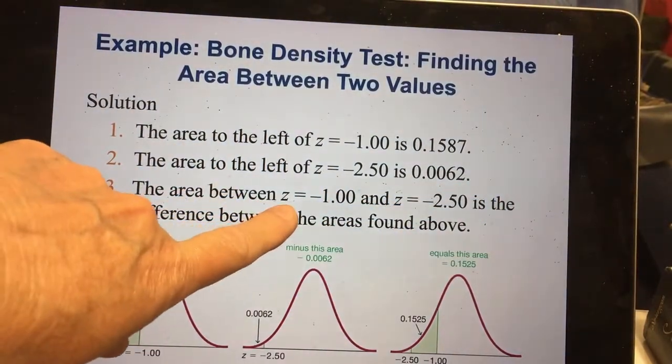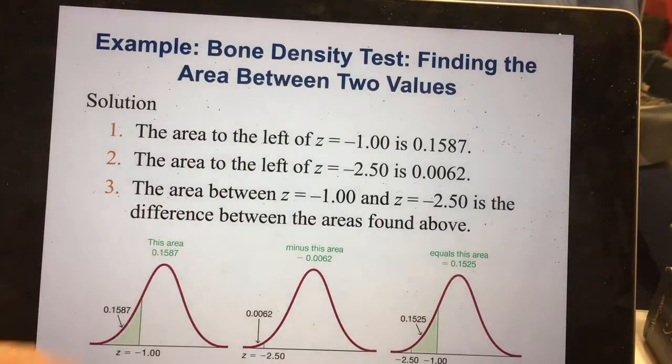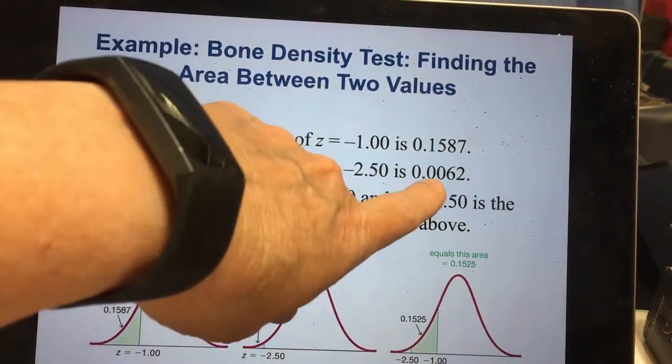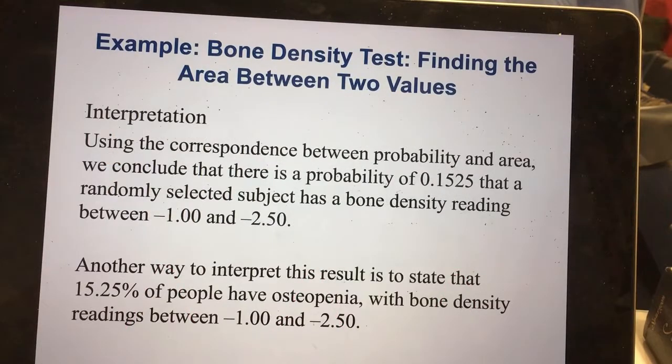The area between them is going to be the difference between the two. So 0.1587 minus 0.0062, and that's going to be 0.1525 when you do that subtraction, and 15.25% of the people have osteopenia.